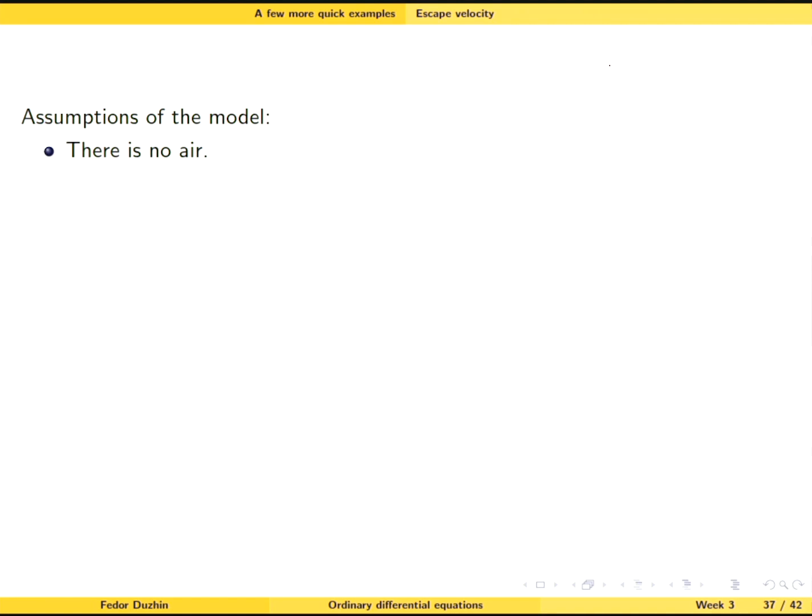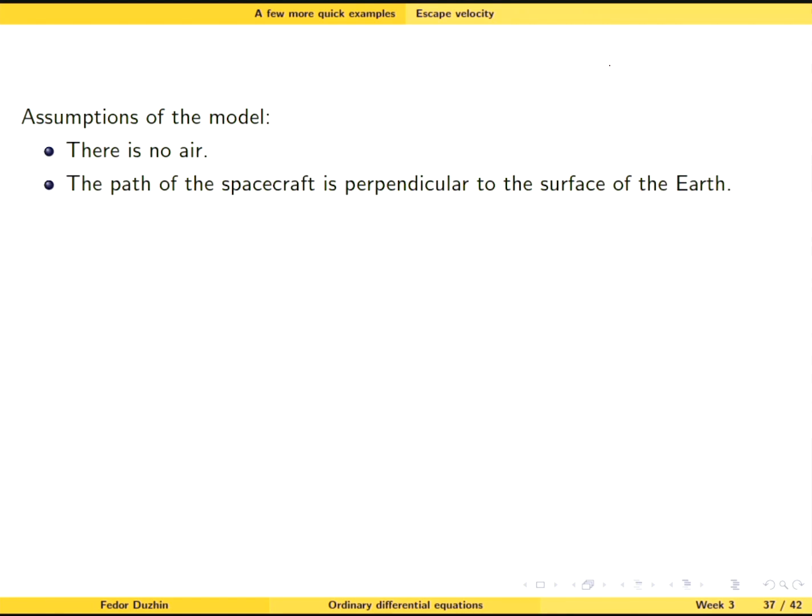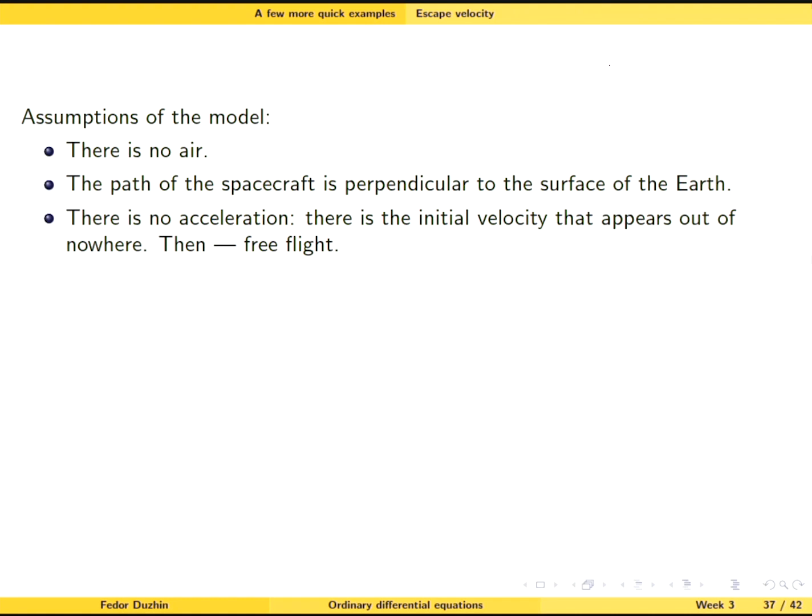we assume that there is no air, and we assume that the path of the spacecraft is perpendicular to the surface of the Earth, and that it is not a rocket. So there is no acceleration, it just has the initial velocity and then free flight. Okay.